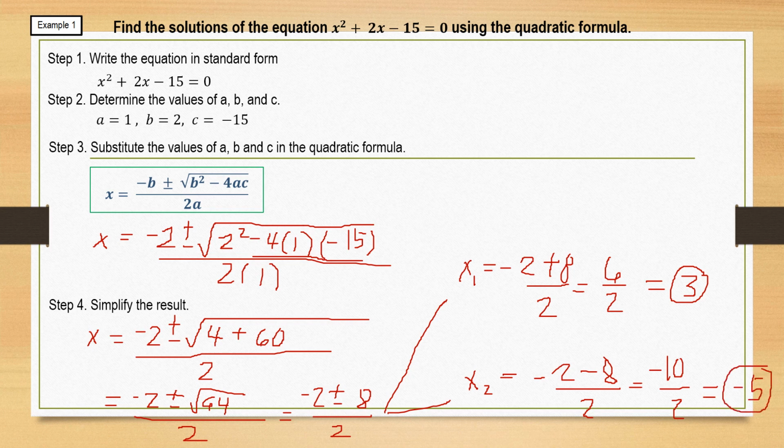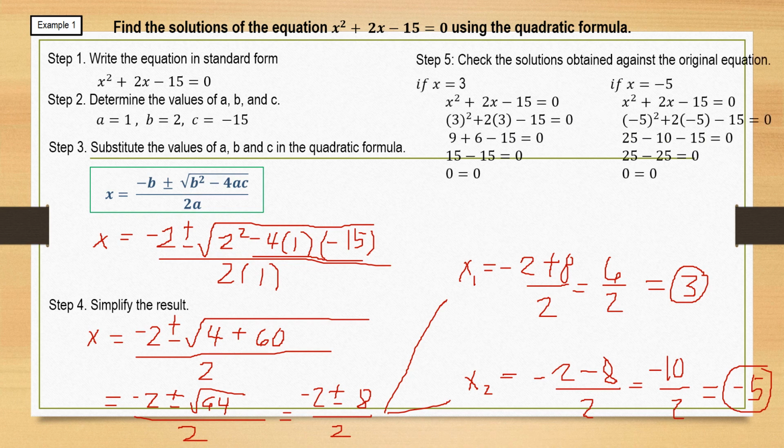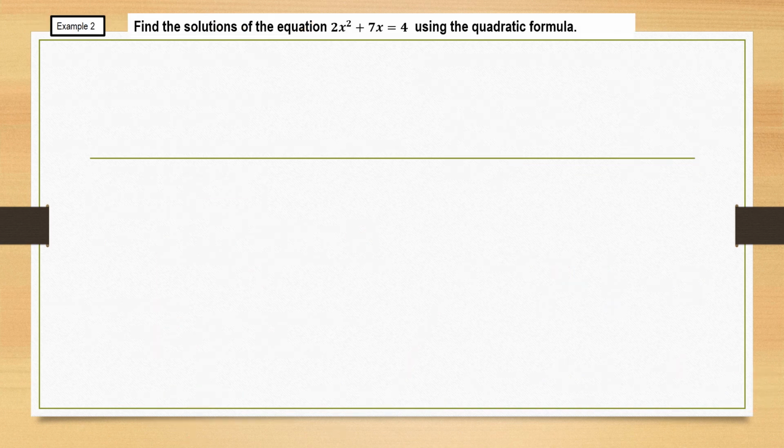For the next step, we check the solutions obtained against the original equation. So we substitute 3 and negative 5 into the original equation. As you can see, positive 3 and negative 5 satisfy the original equation. Therefore, they are real solutions of the quadratic equation. Let's have another example.